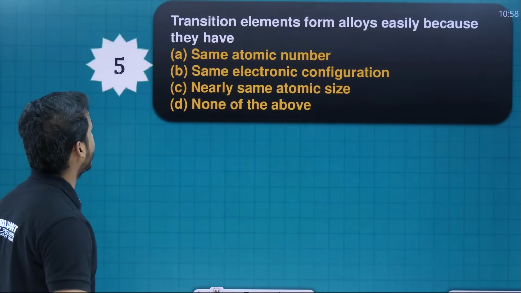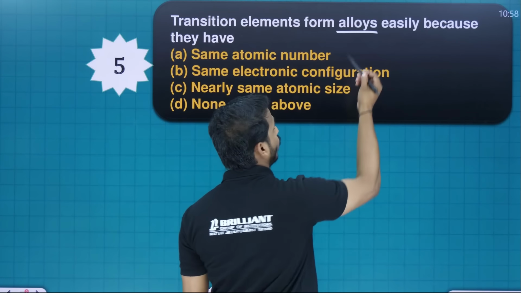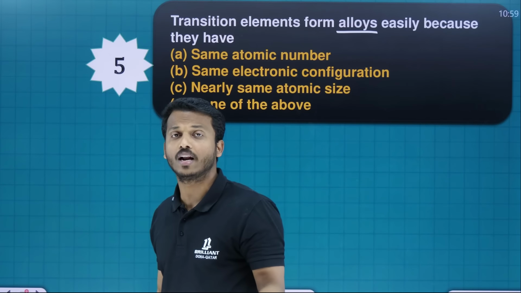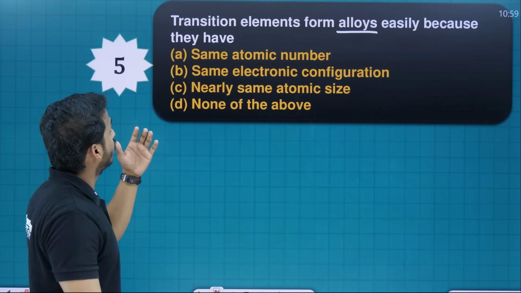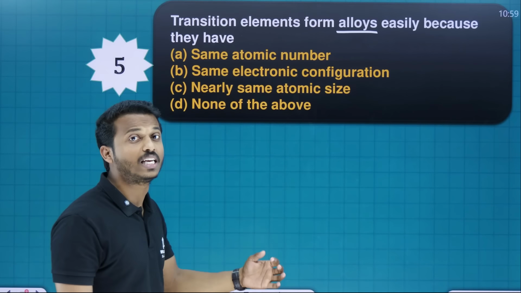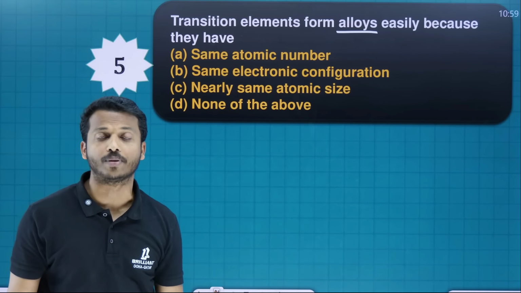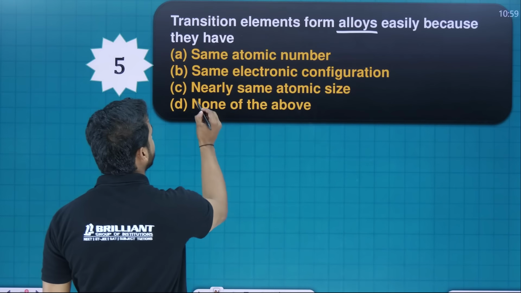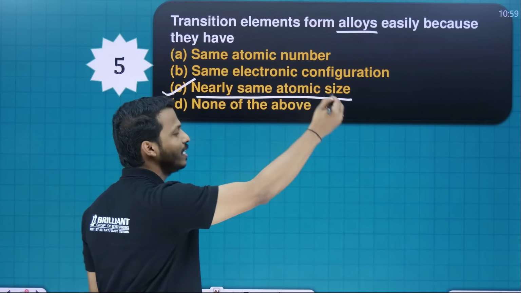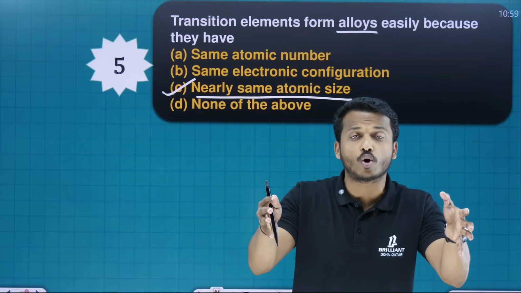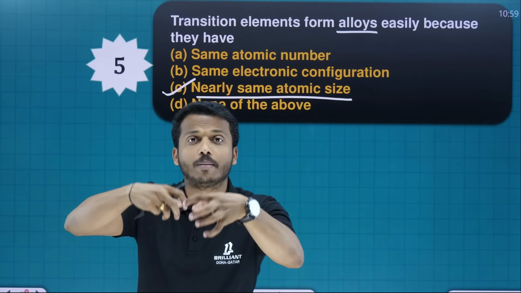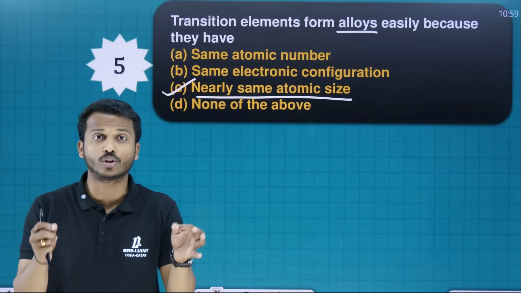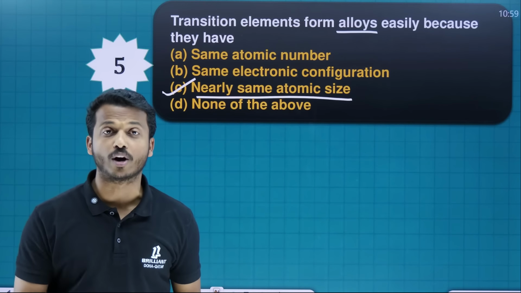Ready? Next one. Transition elements form alloys. What do you mean by alloys? It's a mixture of two or more metals, or metal and non-metal, right? So transition elements form alloys easily, because it's a question for exam. Why do transition elements form alloys? Dear, the answer is they have nearly the same atomic size. Because they have the same atomic size, one metal can be replaced by another, so they can form a homogeneous mixture. So due to the similar size, they form what?